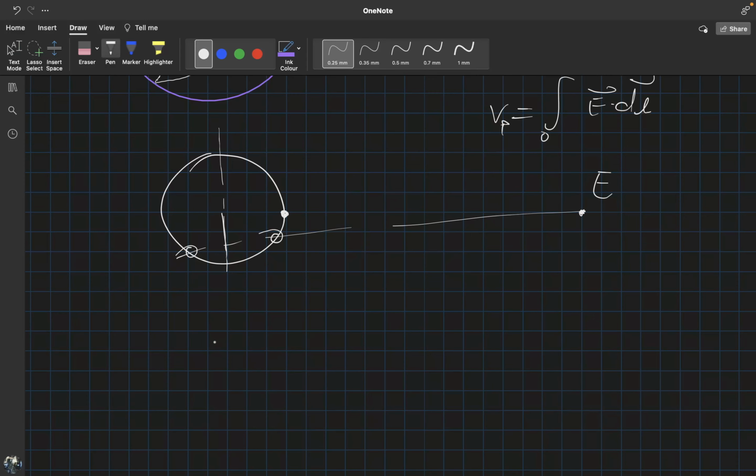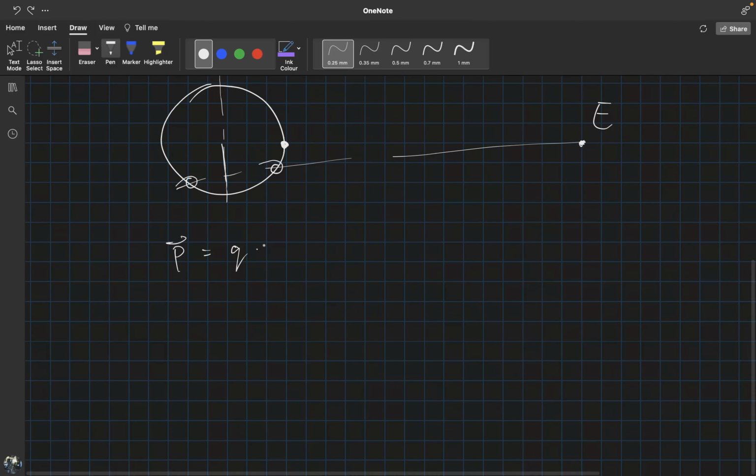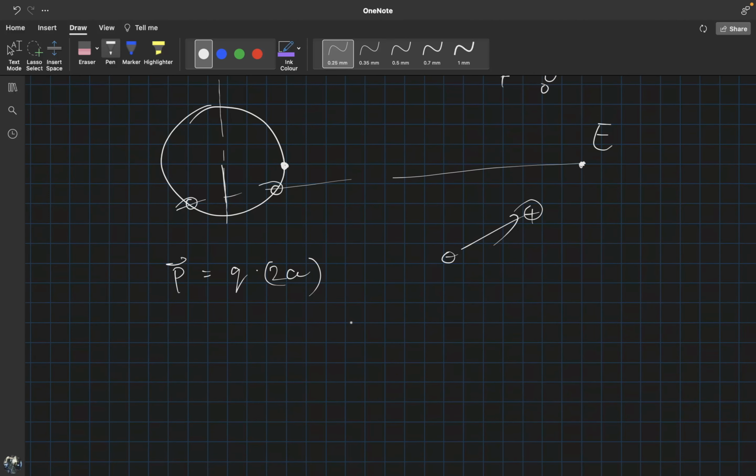Can you tell me what is the definition for P? P is the dipole moment, Q times D, the charge times the distance, 2A. Usually they say product of charge and displacement. That is what's known to us, right? Yes, and this goes from negative to positive.